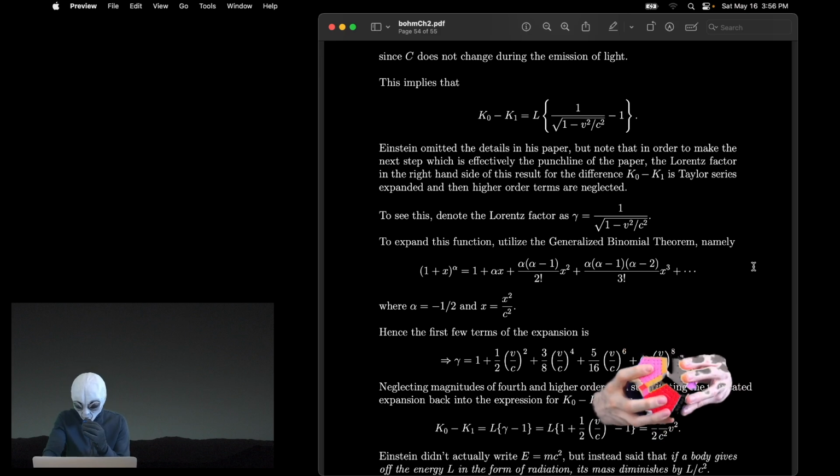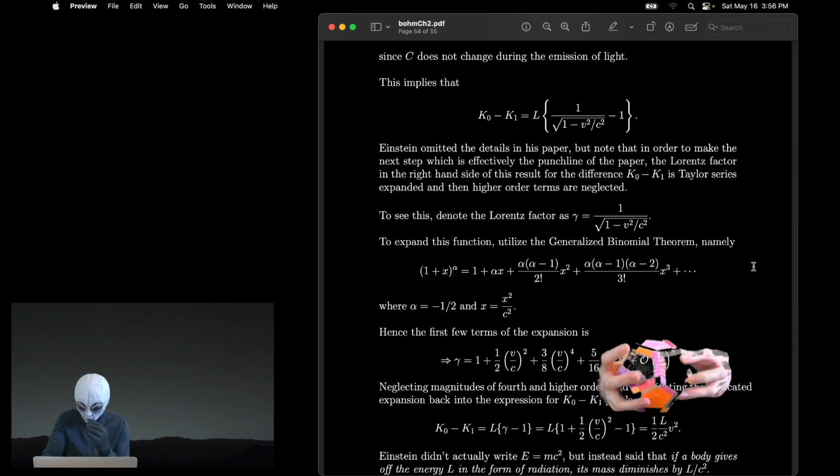Einstein omitted the details in his paper, but note that in order to make the next step, which is effectively the punchline of the paper, the Lorentz factor in the right-hand side of this result for the difference, K₀ minus K₁, is Taylor series expanded, and then higher order terms are neglected.